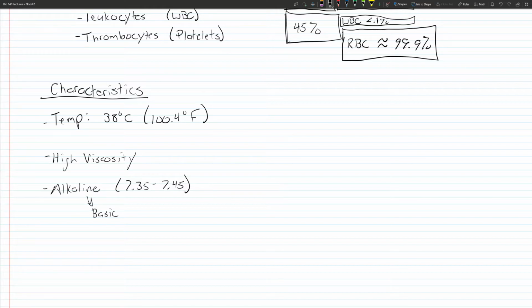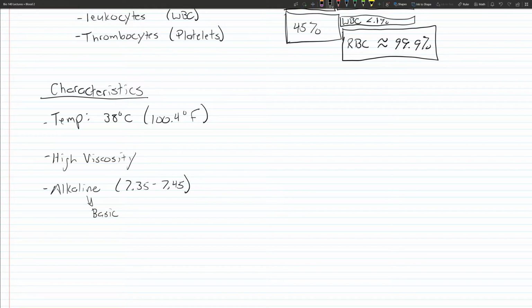So it is higher. Remember, anything that is lower than 7 is acidic. Anything that is higher than 7 is basic. So remember, 7 is neutral. When you have something that's neutral, there's as much hydrogen as there is hydroxide, or they're balanced out. The blood is barely basic, barely.